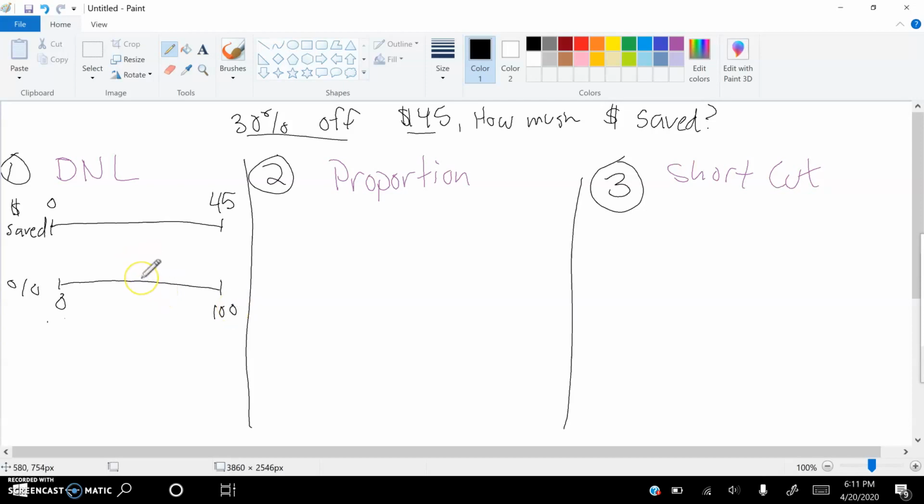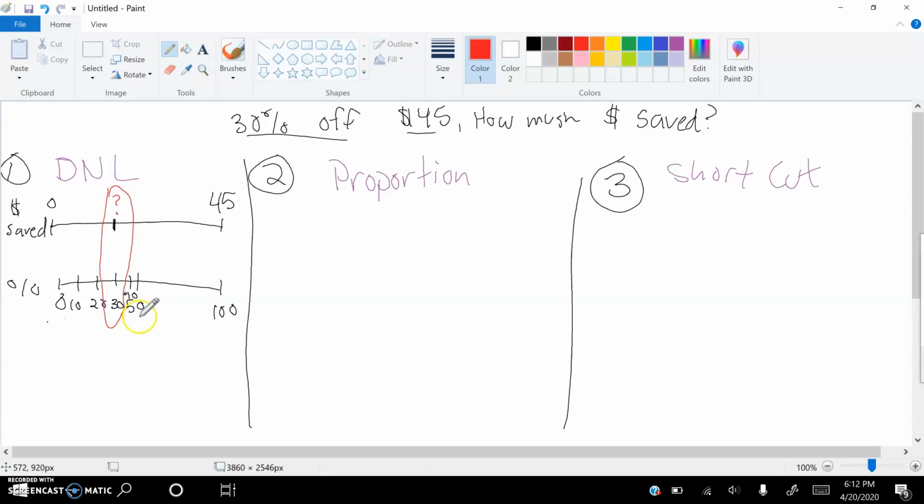So let me kind of figure out where that would be. Here would be 50%. So then we have 10, 20, 30, 40, 50. So let me fill that in. 10, 20, 30, 40, 50. So right here is where we are looking for. We want to know how much money we save using that 30% off. This is what we're looking for.